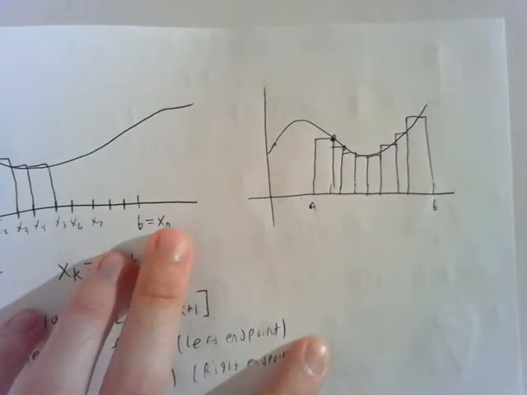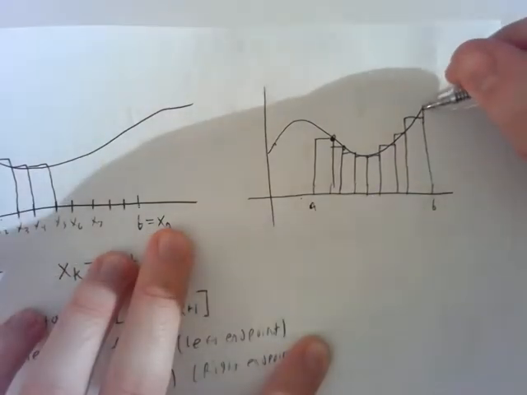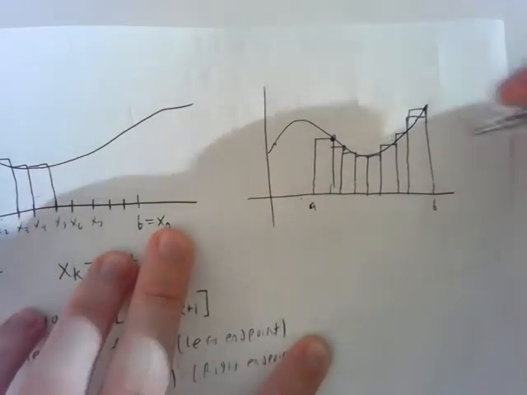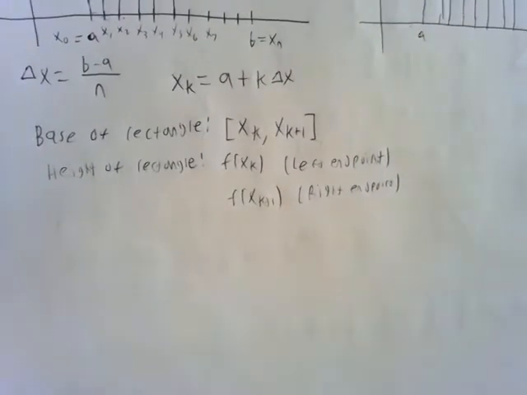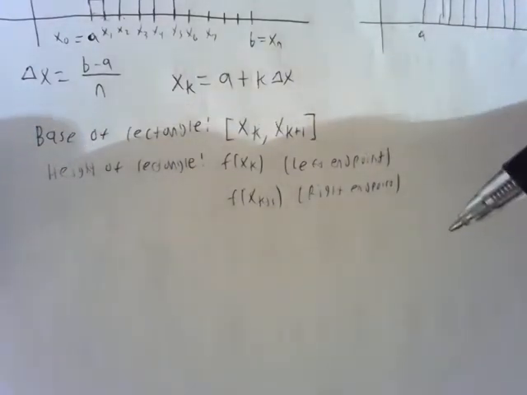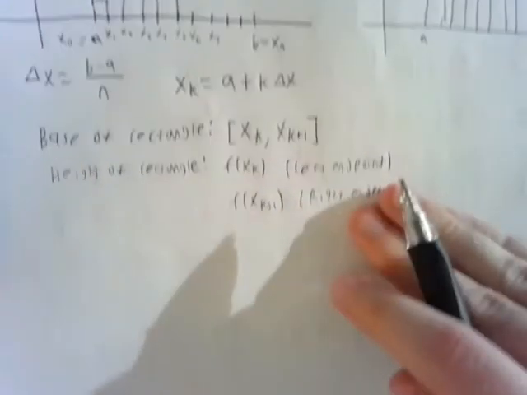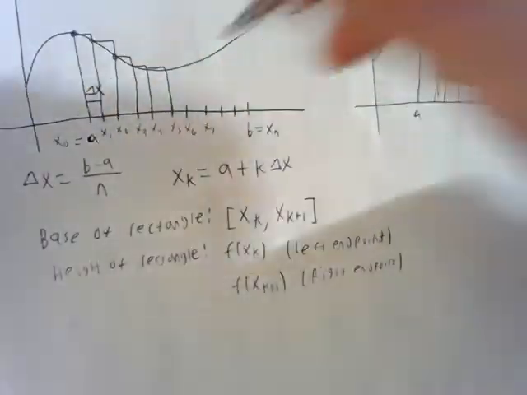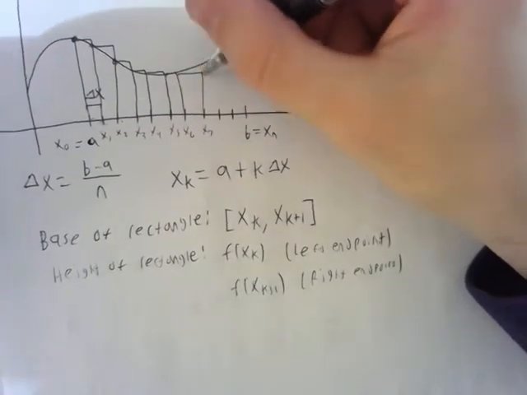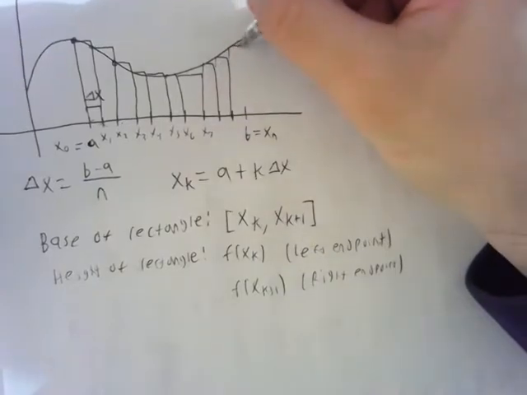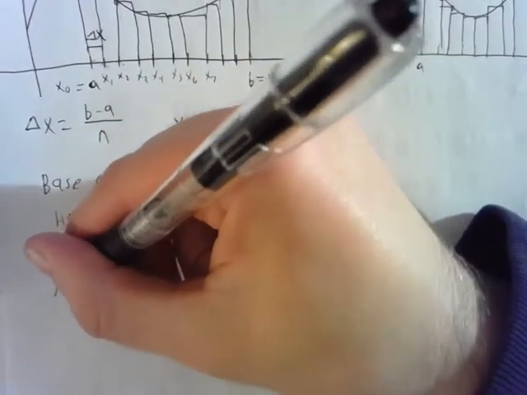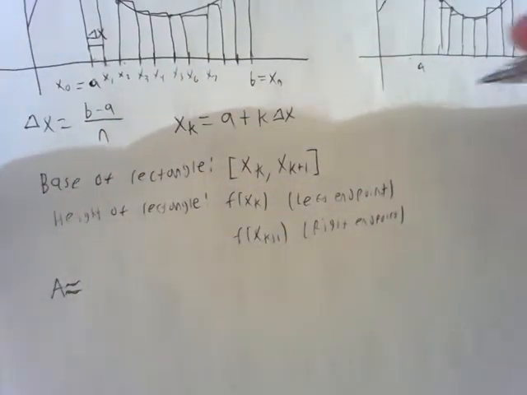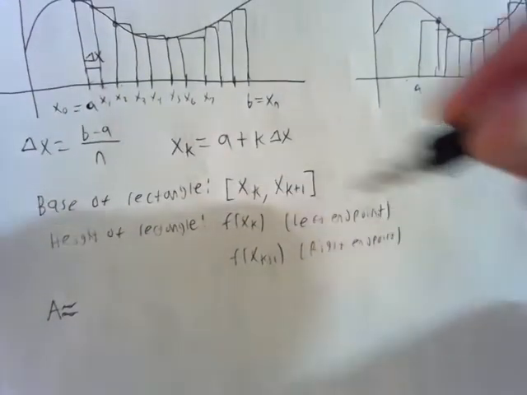Okay, so we draw all these rectangles, and then we want to find their areas. And then we add up the areas of all the rectangles to estimate the total area which is beneath the curve. So what's the area of a rectangle? Well, the area is going to be the distance of the base, which, remember, the width of each rectangle is delta x.